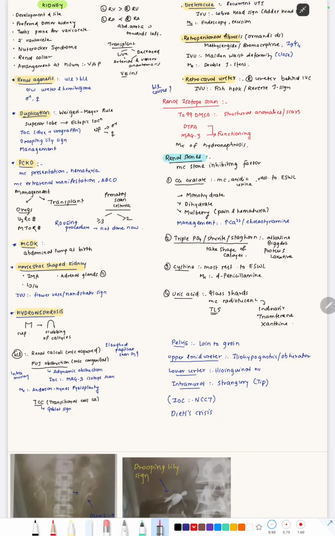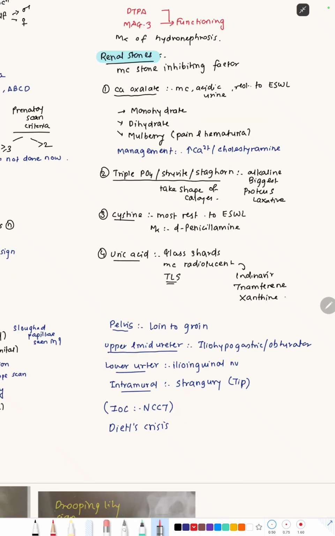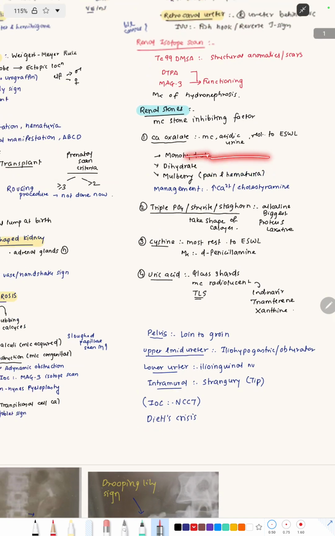Then the next topic is very important, that is the renal stones. So the first thing is the most common stone inhibiting factor is going to be citrate, right? And then the most common stone that is formed is calcium oxalate. It is found in acidic urine, and it is resistant to ESWL. There are mainly three types: calcium oxalate monohydrate stones, which are dumbbell shaped; dihydrate stones, which are envelope shaped; and then there is a spiculated stone, that is mulberry stone, which is going to be painful in nature and it will lead to hematuria. Management, you have to decrease the fats in the diet and increase the calcium, and cholestyramine should be taken.